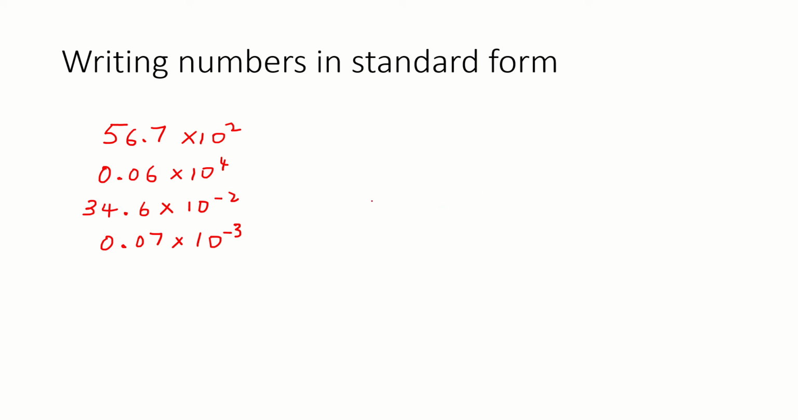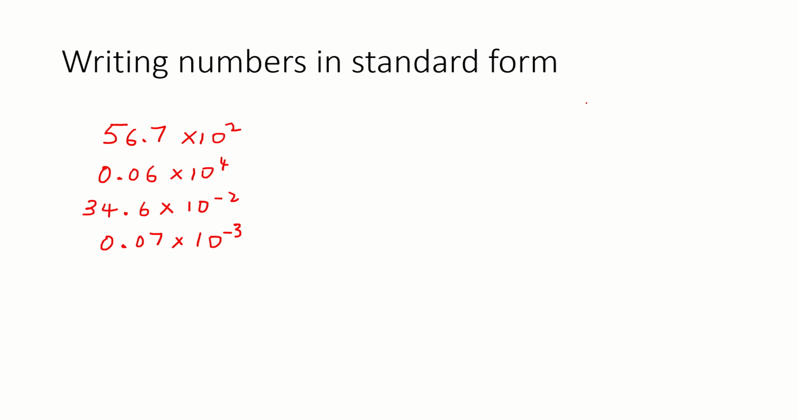Now in this video we will look at numbers which look like standard form but actually are not standard form. So if you look at this number here, 56.7 times 10 to the power of 2. Now this number looks like standard form, but this is not standard form. Now why is it not standard form?